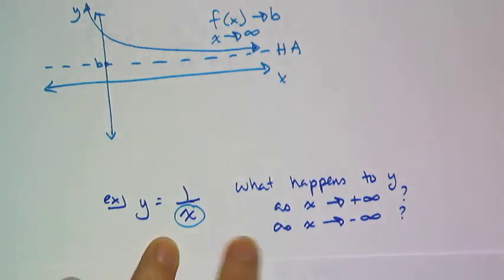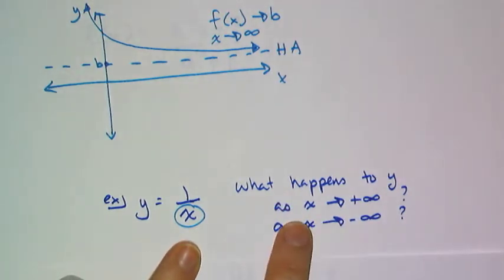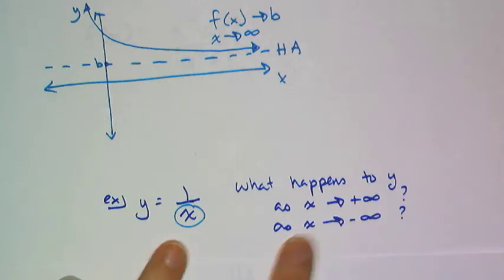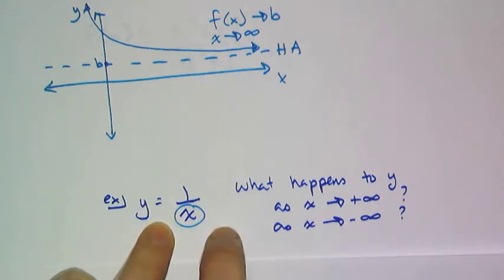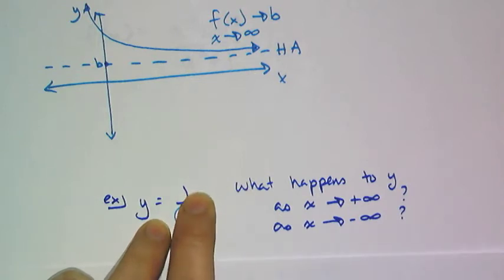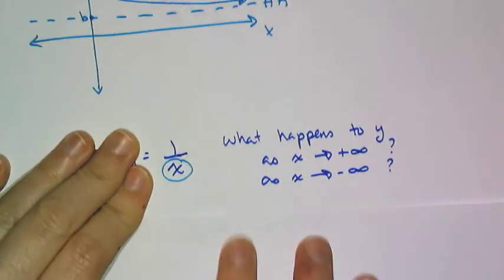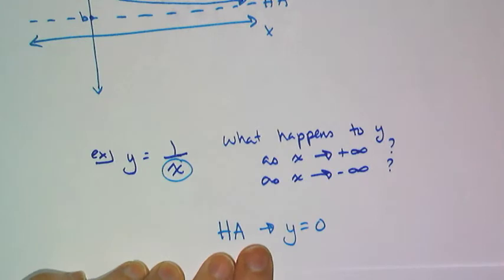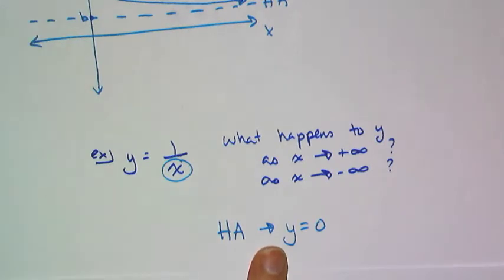Super basic. So what happens to y as x approaches positive infinity, and what happens to it as x approaches negative infinity? So I'm thinking about 1 divided by some super huge number like 10 billion or 20 billion or a trillion. And what happens is this function value gets super tiny and actually approaches 0. So that means that my horizontal asymptote for this function is y equals 0.